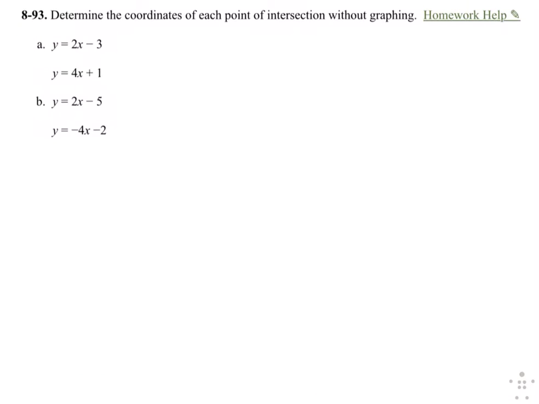Okay, 93, determine the coordinates of point of intersection. Basically, they're saying we have a system of equations and we want to know the point of intersection. So we could use equal value methods. So for A, there's our system of equations, right?